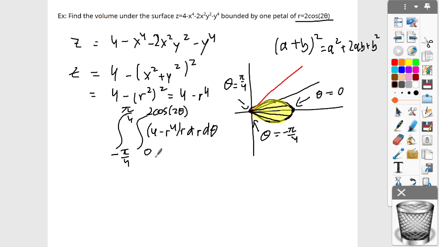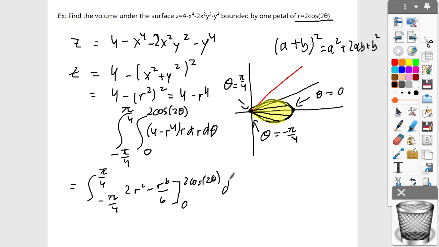This is going to be very, very messy, and I'm actually not going to do this. There's no way I'm going to get this done in a sane amount of time, because it has cosine to the 5th in it. But if you want to do it and tell me what the answer is, I'll pin your comment in the description. So this is equal to the integral from negative pi over 4 to pi over 4 of 4r, so that's 2r squared, minus r to the 6 over 6, evaluated from 0 to 2 cosine 2 theta, d theta.